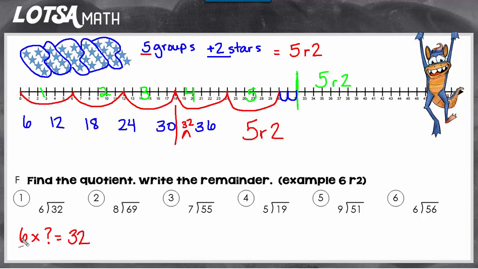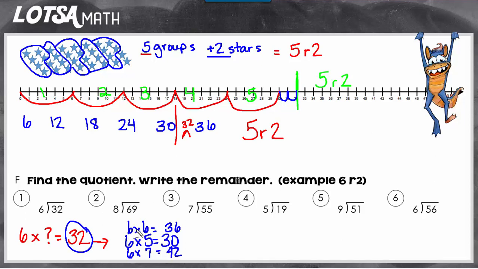So you know that nothing times 6 equals 32, but there's a couple of multiplication facts that get close to 32. There is 6 times 5, which is 30, and then there is 6 times 7, it's 42. There's 6 times 6, that's 36. All of these are close. So what you want to do is find the one that's closest without going over. So which one of these is closest to 32 without going over?